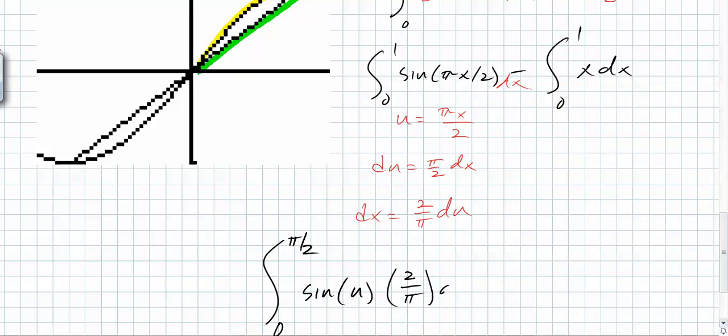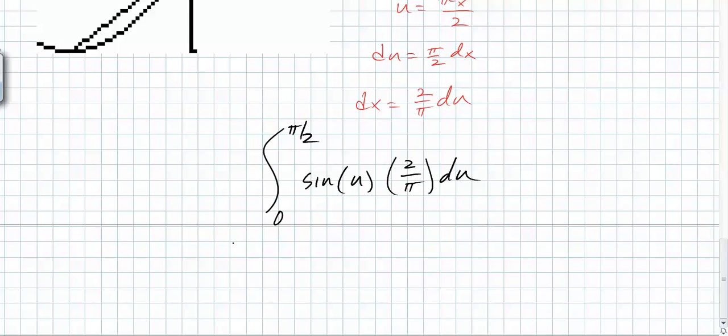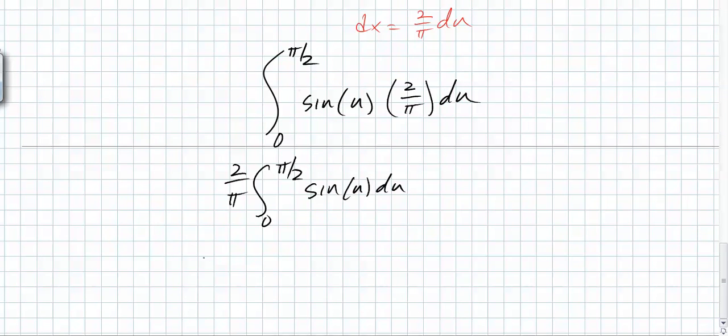And then you get sine of u times 2 over pi, right. So you end up with 2 over pi, integral from 0 to pi over 2 of sine of u du, and we do not have to substitute back for x because we've already changed the limits of integration from x values to u values. So now we can integrate this and end up with 2 over pi times, what's the integral of sine? So I'll make it negative on the outside. From 0 to pi over 2.